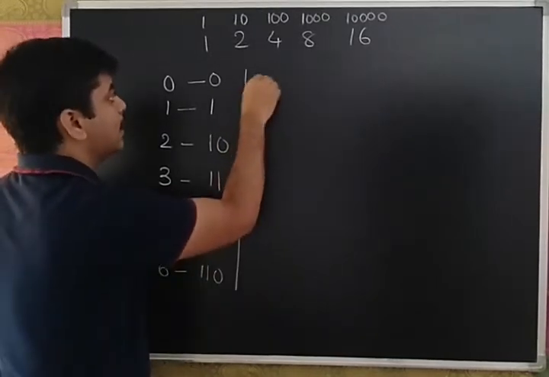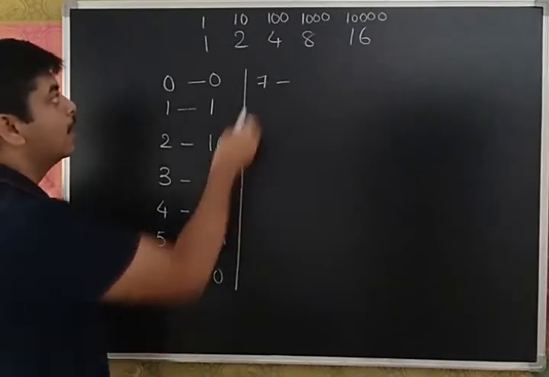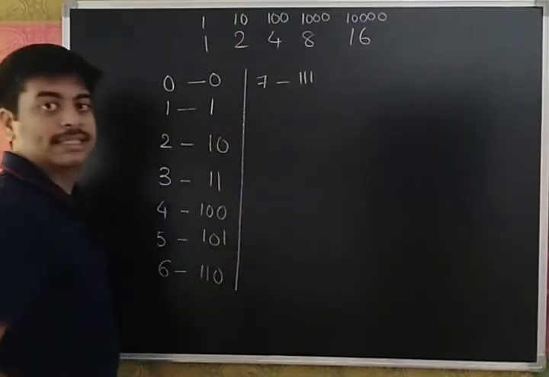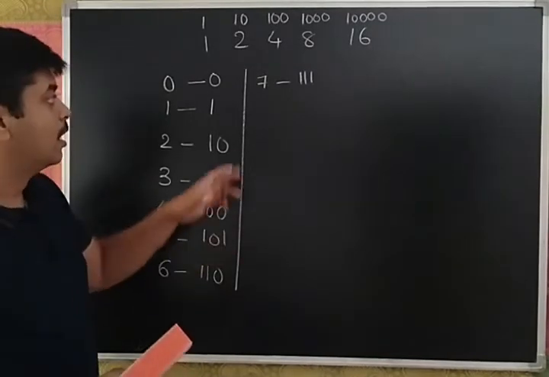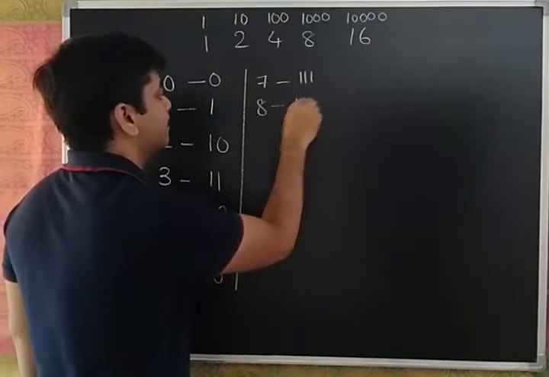7. How will you get 7? 7 is 4 plus 2 plus 1. Okay. So 100 plus 10, 110. 110 plus 1 is 111. Are you understanding this one? Yes or no? So how will you get 8? No need to add anything. 8 you have here, that is 1000.